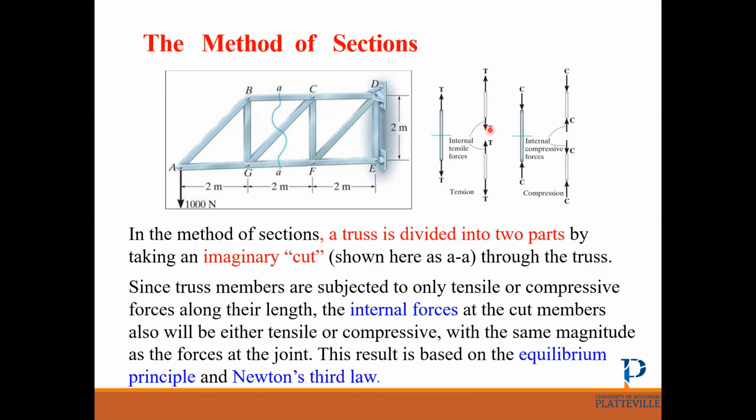In this case, again, we use equilibrium equations. The only difference between the method of section and the method of joint is the number of equilibrium equations we use. In the method of joint, we only use sum of Fx equals 0 and sum of Fy equals 0. But in the method of section, we also use the sum of the moments about some point equals 0. So we have 3 equations, right? How many unknowns can we solve with these 3 equations? 3 unknowns.